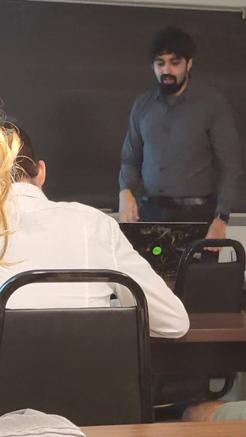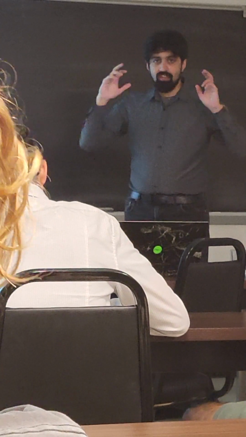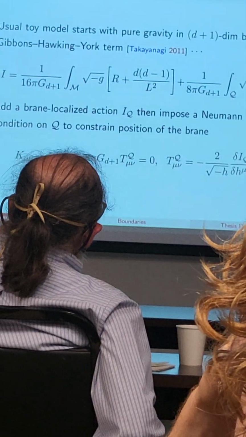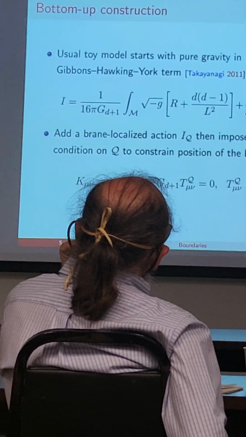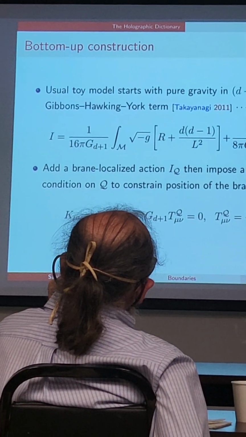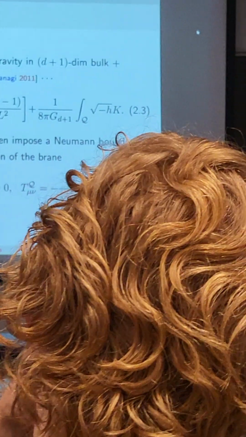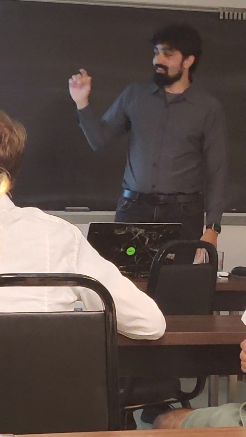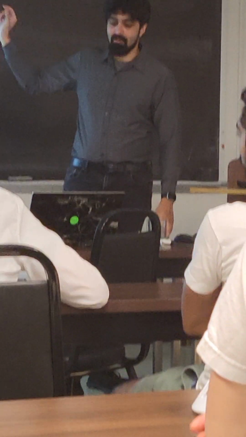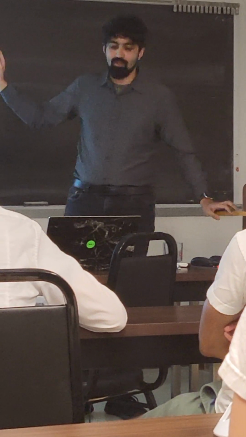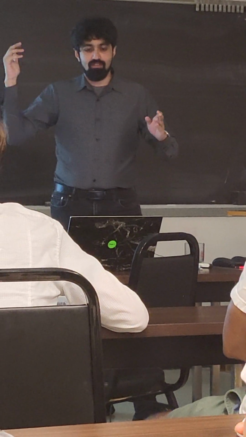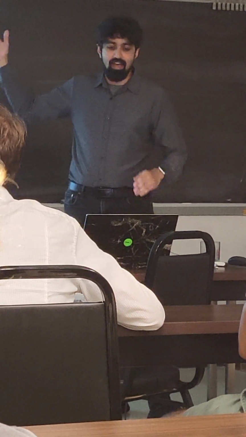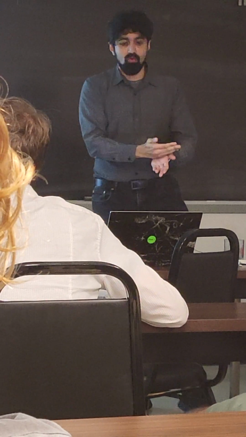So how do I actually construct these things? The usual way to do this in a bottom-up fashion is to start with the D+1 dimensional bulk Einstein-Hilbert theory with a negative cosmological constant, R minus 2 lambda, but you get the plus sign because lambda is negative. So lambda is minus (d minus 1)(d) over 2L squared, where L is some length scale corresponding to the AdS geometry. But this is on this manifold M, and I have this boundary Q, which is my end of the world brane.